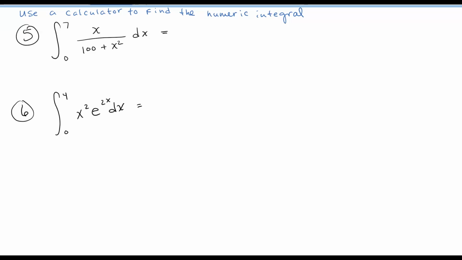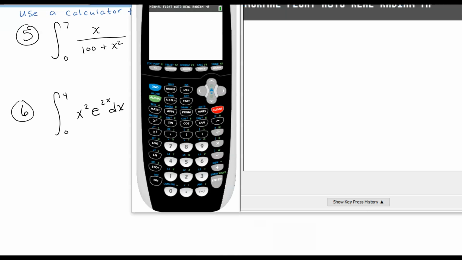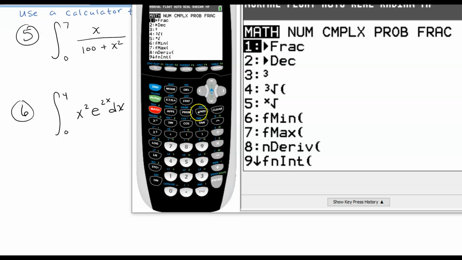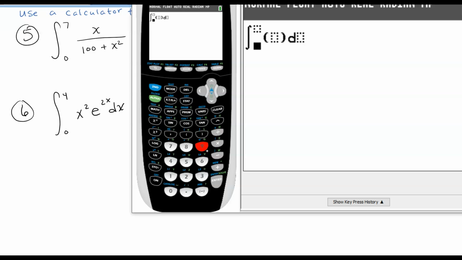The hardest part is going to be how do you type in the function, okay? Because this whole calculation is actually quite simple. So here's my calculator, and I'm going to use the first problem here. What I'm going to do is click Math, and then click 9. And notice that it says fnInt. So Math 9, and then it shows you your integral symbol. You're going to type the limits of integration, in this case from 0 to 7.